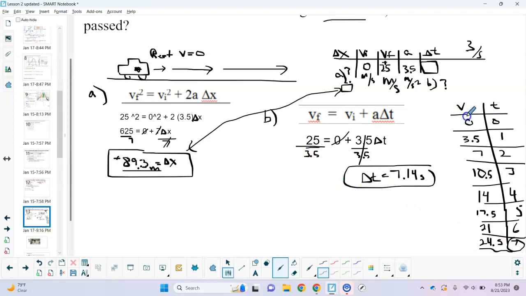So again, it's just repeatedly adding that same change of velocity. That's what acceleration means. It's 3.5 meters per second. So again, just conceptually, for every second that goes by, we're adding 3.5. So we're just repeatedly adding 3.5, 3.5, 3.5, 3.5. Okay, so that's basically it.